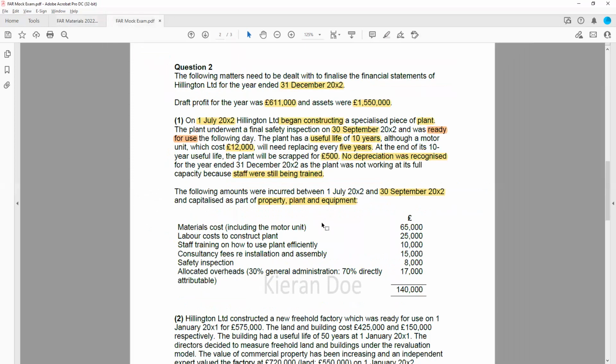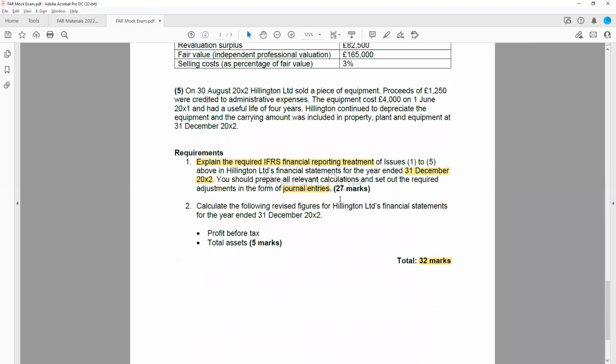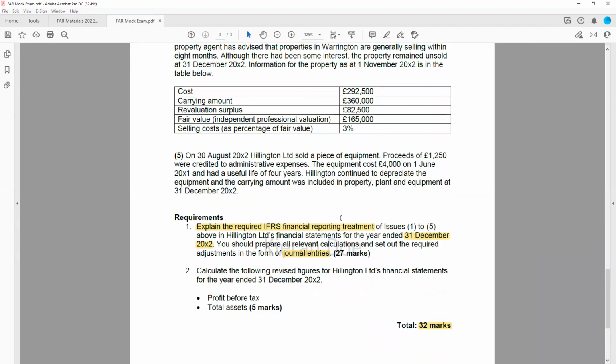So in this question now, you might be looking at this and thinking, oh, well, these costs are definitely directly attributable because it had to be installed and assembled. So the first thing I'm going to type is these should be capitalized as part of the asset. So yes, whilst that would be correct, we have to appreciate what this question is actually asking us. It isn't just saying state the IFRS treatment or calculate the impact on the financial statements. It's saying explain the IFRS treatment of these issues. So we need to explain it.